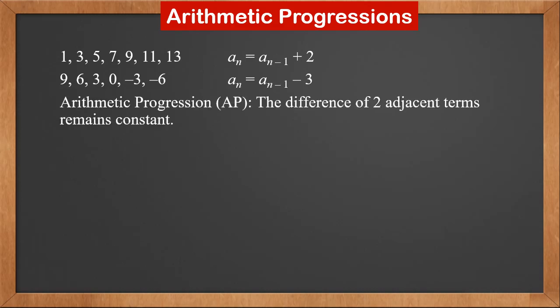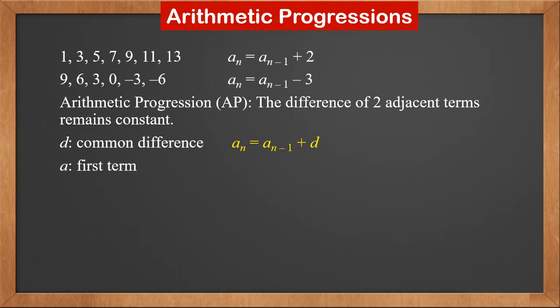This kind of series is called arithmetic progression, or AP. In an AP, the difference of two adjacent terms remains constant. d is the common difference. an is an minus 1 plus d. In the first AP, d is 2. In the second AP, d is minus 3.